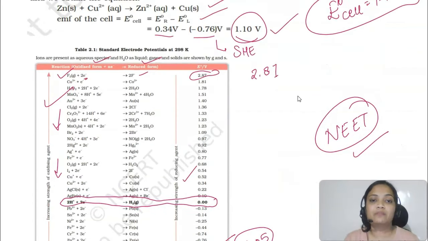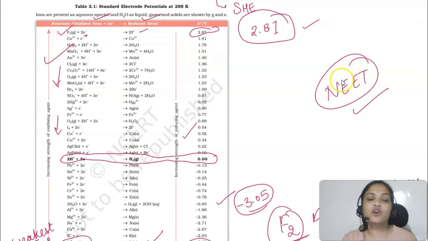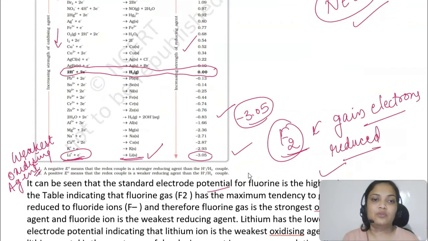So just try to keep in mind that if the electrode potential is more positive, the species will have more tendency to get reduced and they will act as the oxidizing agent. And if the electrode potential is more negative, the species have least tendency to get reduced and they will act as the reducing agents.